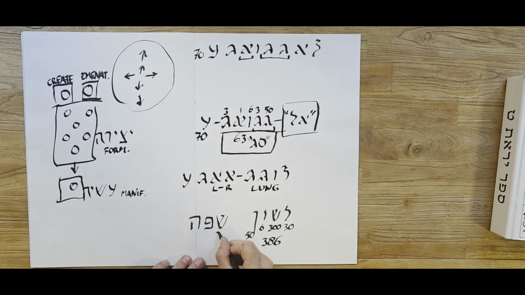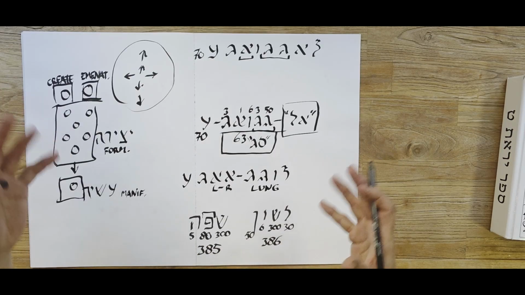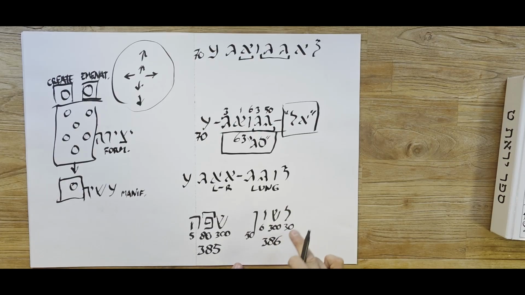Safah is Shin, 300. Peh is 80, which is mouth, right? Uttered through the mouth. And the Heh is 5, is 385. This is a kolel. You could say it's a one for the unit of the tongue. This goes into the end of the mouth. So, the tongue, a unit, 385. What else is 385?